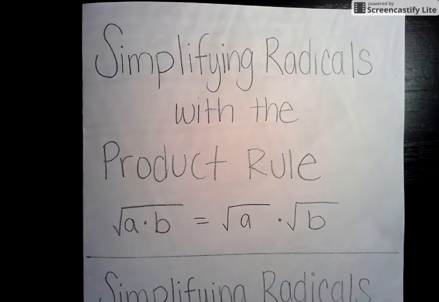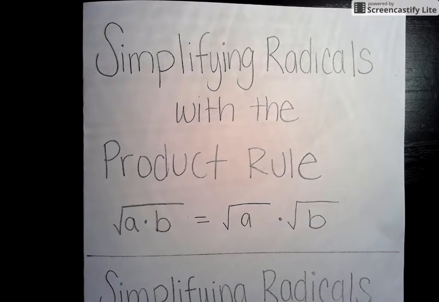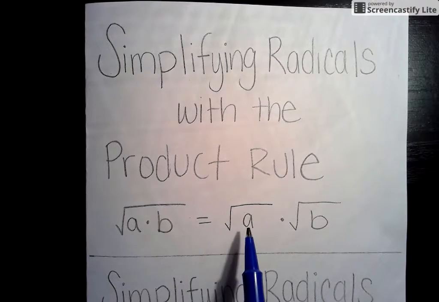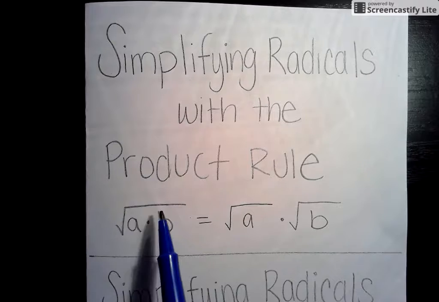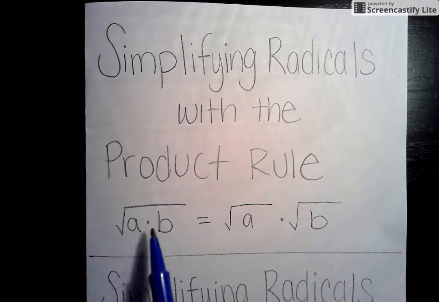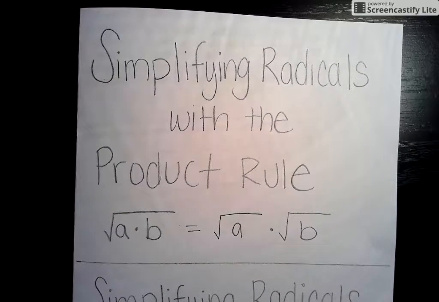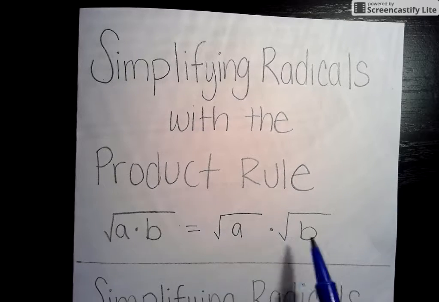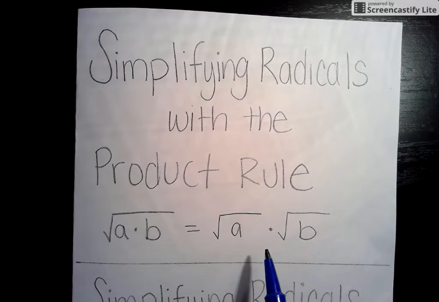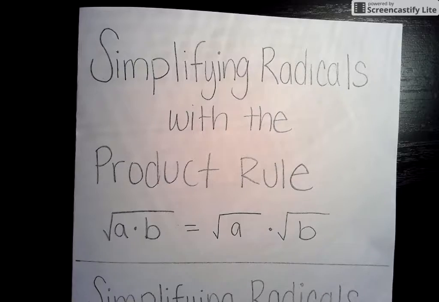We're going to be looking at how to simplify radicals using the product rule. Product means when you multiply whatever's underneath the radical, you take that and separate it into factors of a number. One has to be the greatest perfect square value to take out.